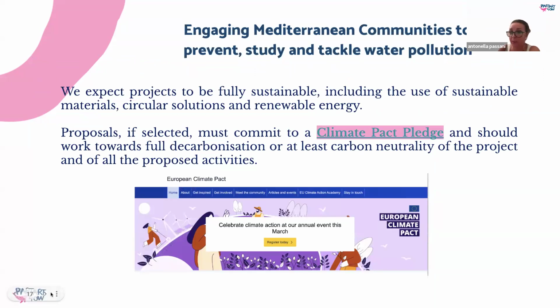Of course, we do what we preach. So the project needs to be fully sustainable, including the use of sustainable materials, circular solutions, and renewable energy. We don't want projects that work on pollution and then increase the pollution problem. And if you are selected, you commit to participate in the Climate Pact pledge. And again, you will find more information on this in the Guide of Applicants and the European Commission dedicated page. And you should work toward full decarbonization or at least carbon neutrality of your project and all the activities related to your project.